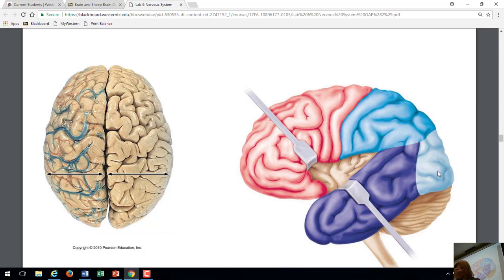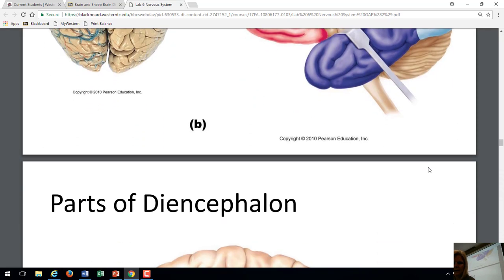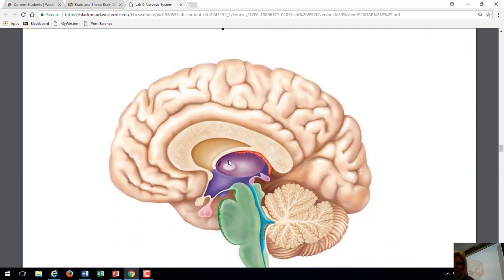So now general functions of each of these structures. And then we get to the diencephalon. We talked about it's that central portion of the brain. So that circle that you're looking at right there, that lighter purple circle, is the thalamus. And that's kind of like the secretary.